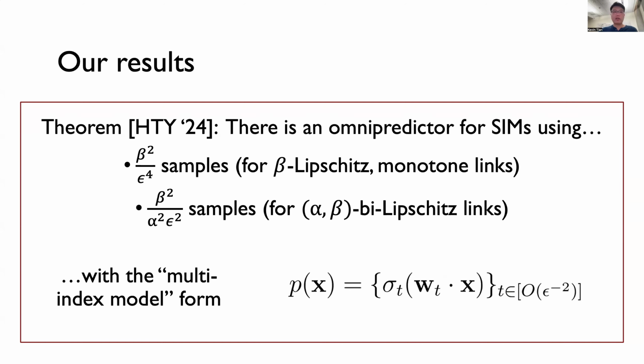Finally, I want to mention that our actual omni-predictor outputs a set of 1 over epsilon squared sufficient statistics in the form of a prediction, a vector-valued prediction. In particular, this has a multi-index model form where each statistic that we output is the output of a single head composing a link function with a weight vector. So this is what we mean by omni-predicting single-index models using multi-index models.